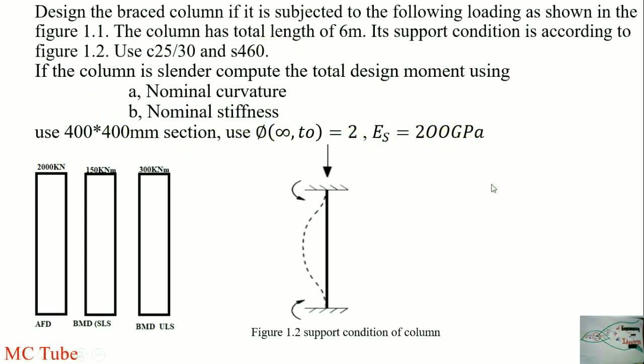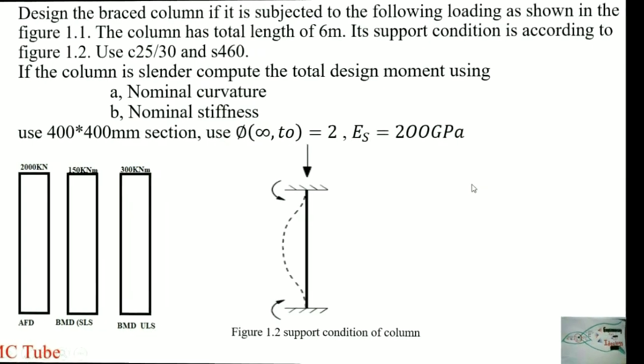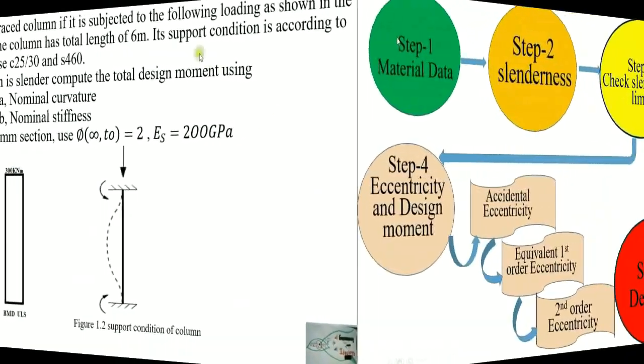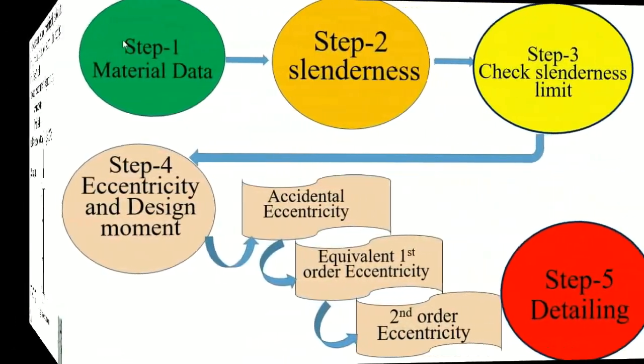Okay, use 400 by 400 mm. The creep coefficient is equal to 2 and the modulus of elasticity is equal to 200 gigapascal. These are all about the problem to design the braced column. We have 5 major steps.